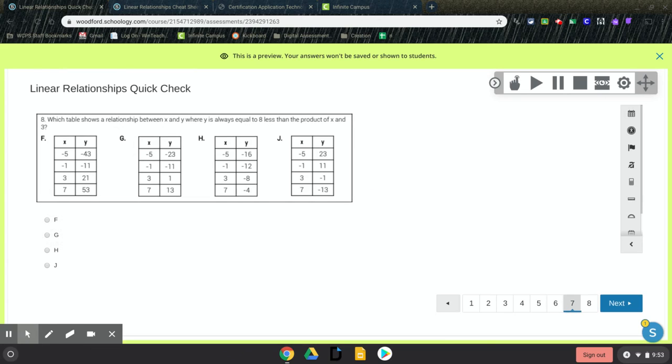All right. Which table shows a relationship between x and y where y is always equal to 8 less than the product of x and 3? All right, so we have to figure out, what is this equation that it's talking about up here? What is this equation?